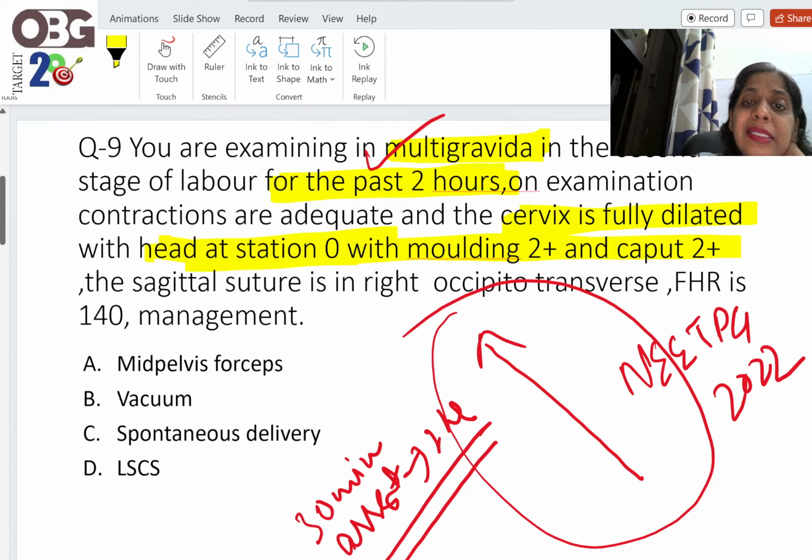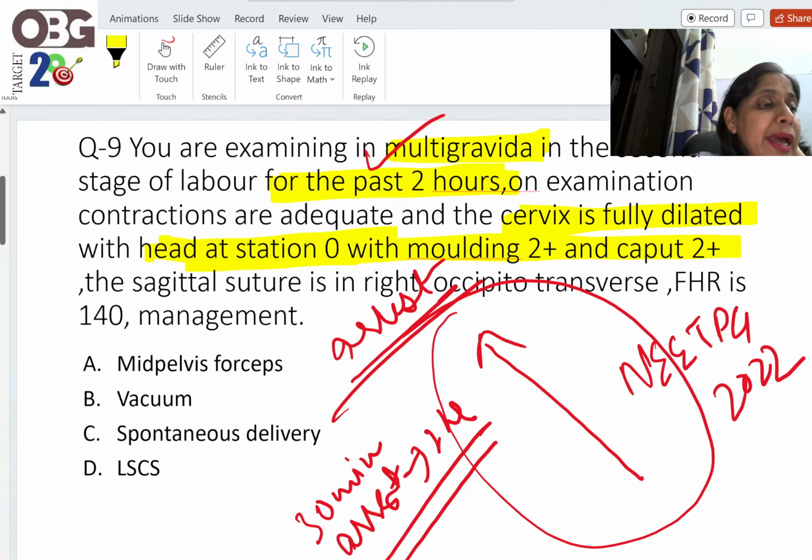Okay, so since this has crossed, this is the condition of arrest. In arrest only and only there is one treatment, that is cesarean. Now let's say it is not arrest, it is at the border, not more than 2 hours. Even then, the station is still 0. When the station is 0, we can neither apply forceps nor vacuum.